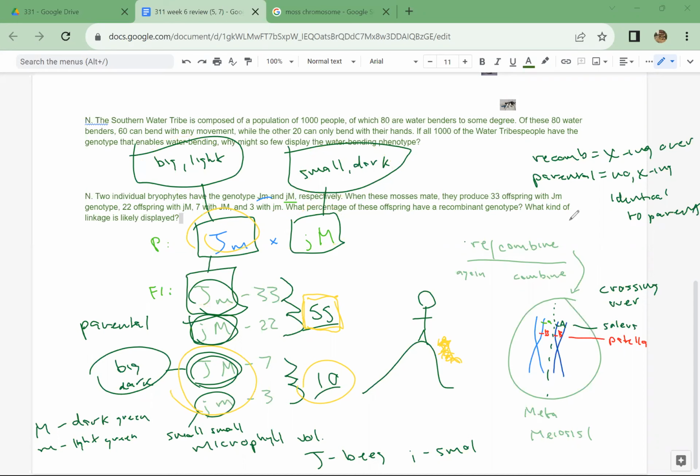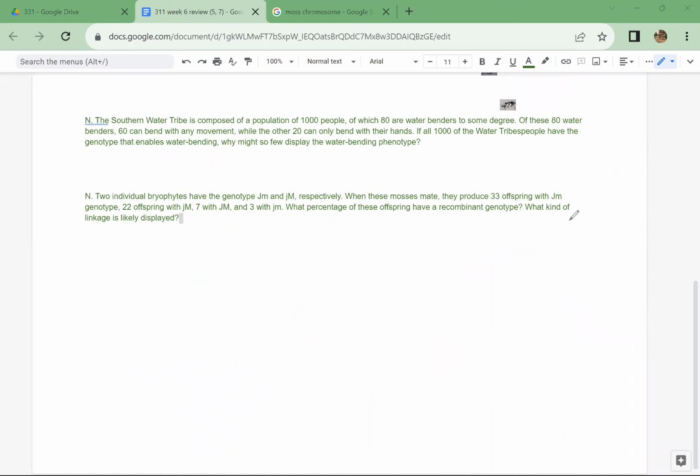What kind of linkage is likely displayed? Let's not talk about that. And actually, I purposefully chose this bryophyte example as a bad example. Bryophytes, you may have noticed that there are only two things. You may have thought, why isn't it like J, J and M?